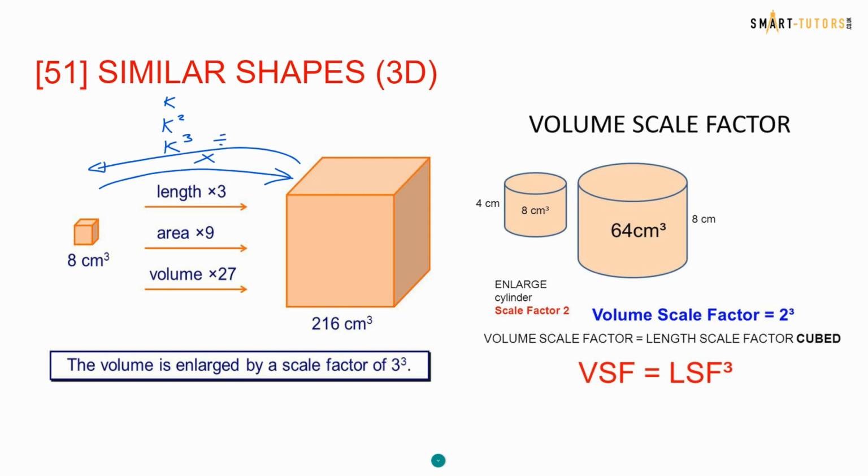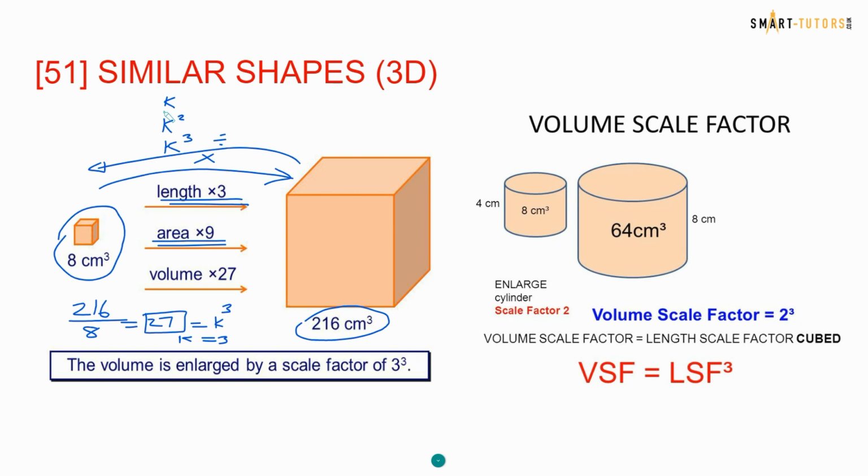Say for example, this is 8 centimeter cubed, 216 centimeter cubed. So 216 divided by 8 is going to be 27. So the 27 is going to be the K cubed, the volume scale factor. If you cube root it, K equals 3. So the length scale factor is 3. Area scale factor is 3 squared, which is 9. So the volume is enlarged by a scale factor of 3 cubed.